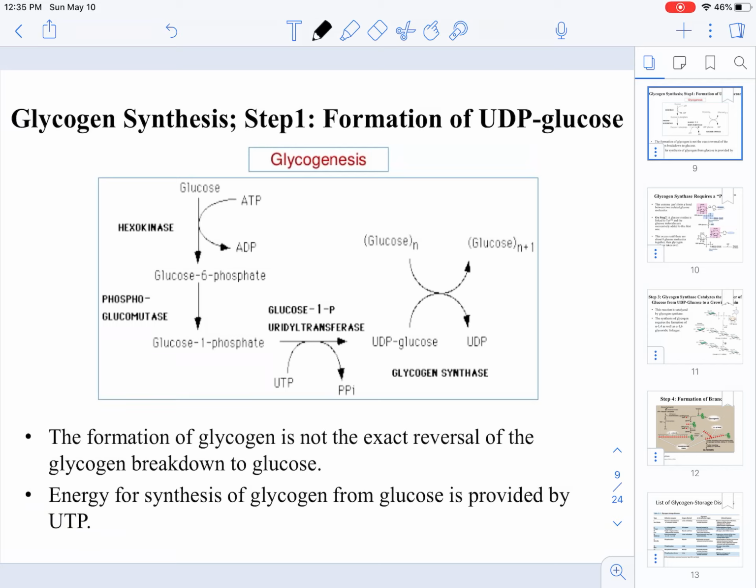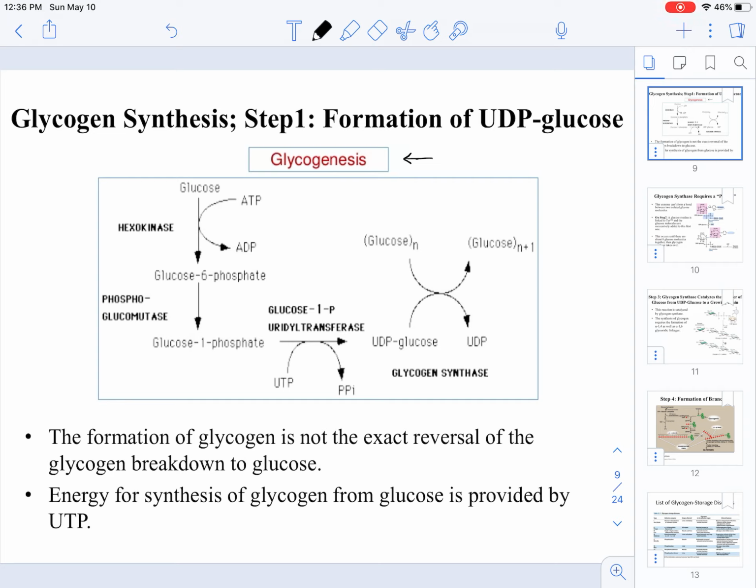In this video, we are going to be looking at glycogen synthesis, and we're going to look at the control mechanism of glycogen cycling. So, when it comes to glycogen synthesis, understand that the term that is utilized to define it is glycogenesis. And as you can see, that is in the figure in red letters. So, understand that formation of glycogen is not the exact reversal of glycogen breakdown to glucose.